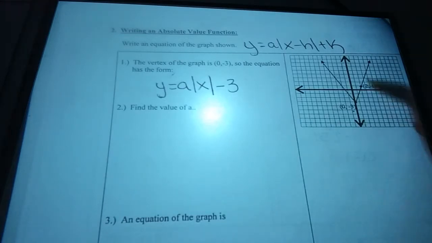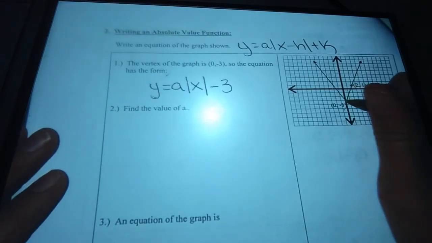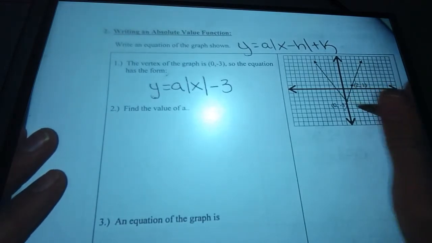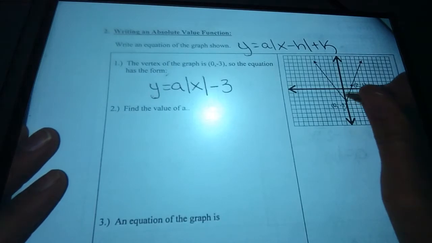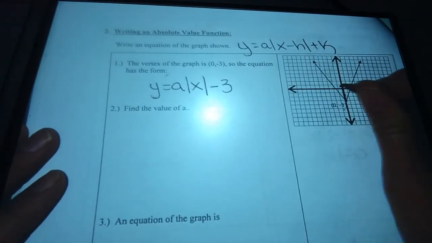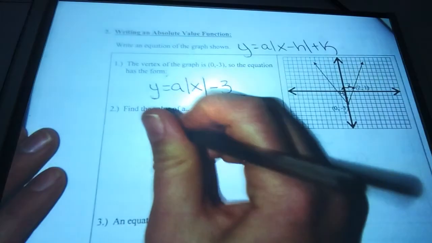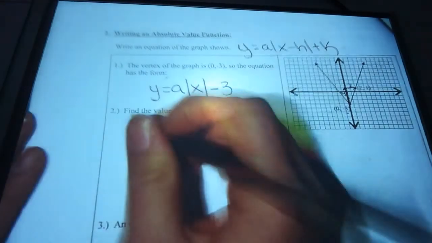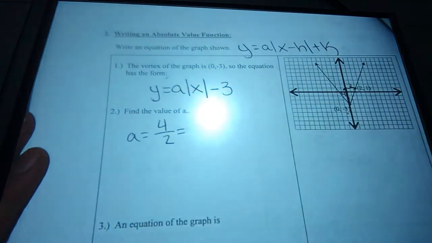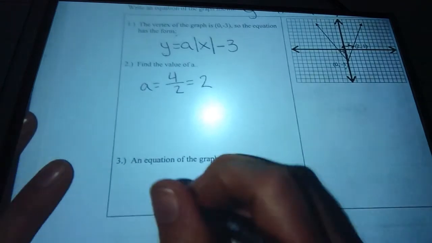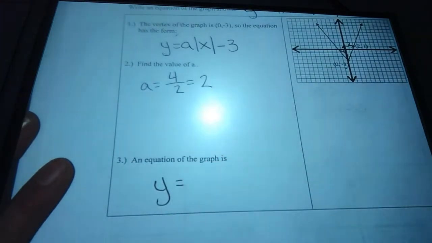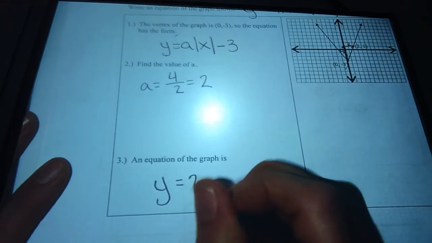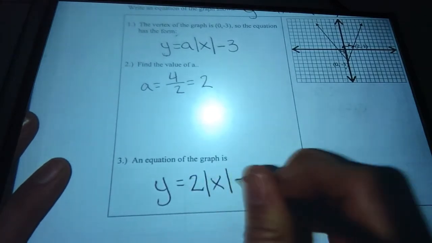So what's our A value? Well, it gives us another point here. So if I count up, and this is shifted funny, but if you count up, you get 4/2 if you go to the other point. So what is my A value? 2. So an equation of the graph is y equals 2 absolute value of x minus 3.